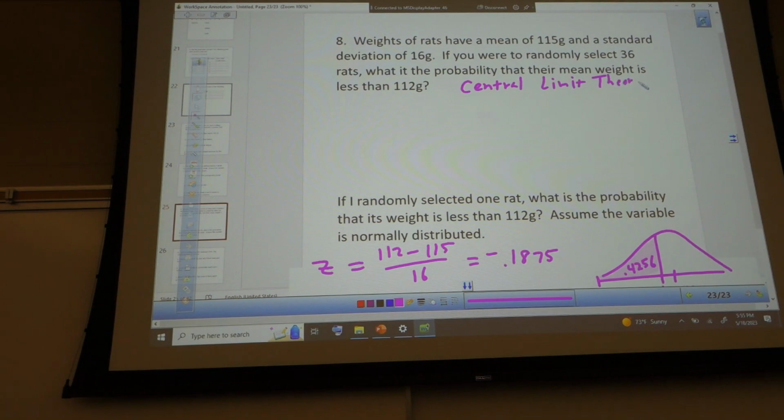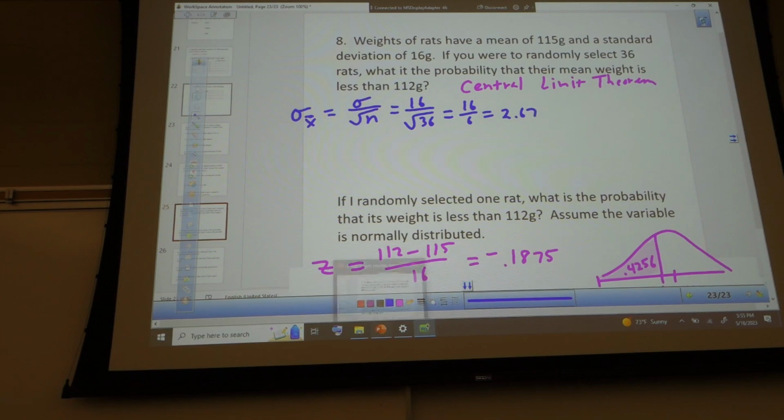Instead of using sigma, you're going to use sigma x bar. My bad. Which is sigma over square root of n. So, is this sounding familiar to folks? Instead of using 16 as my standard deviation, I'm going to use 16 over the square root of what? 36. Yes? No? 36. Yep. So 16 over 6, which is 2.67.